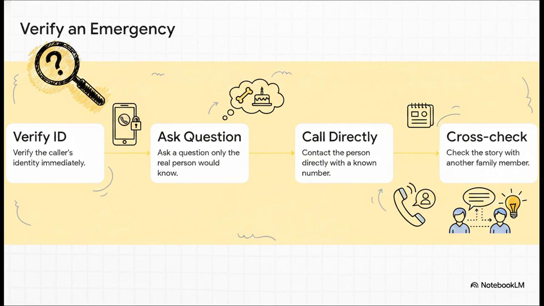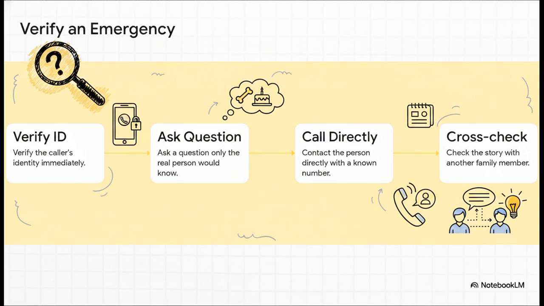Let's take that grandparent scam. If you get a frantic call from someone claiming to be a grandchild in trouble, you have to break their spell of urgency. Stop. Breathe. Ask a highly specific question only the real person would know, like the name of their childhood pet. If they dodge it, hang up immediately. Then call your grandchild directly using the number you already have saved in your contacts. Finally, call another family member to cross-check the story.